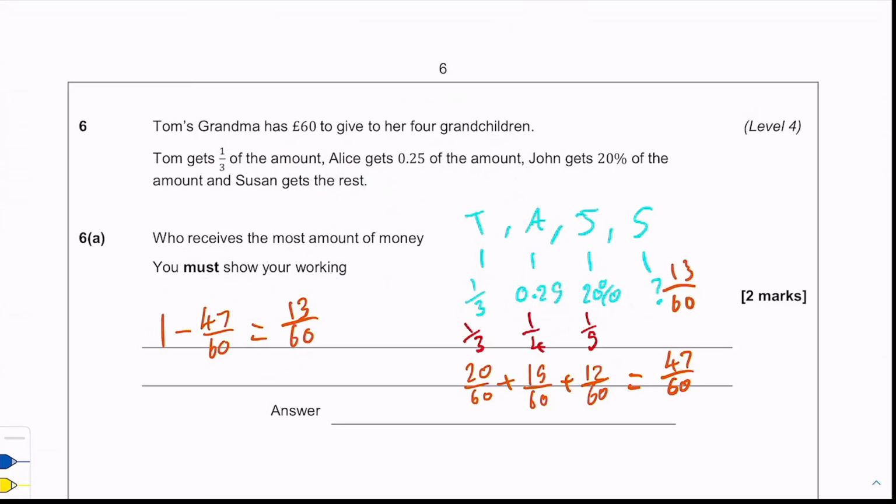Okay, right, who receives the most money? Okay, so who's got the biggest fraction pretty much? So we've got 20, 15, 12 and 13, so it's Tom. Tom gets the most money, so we'll just put our answer as Tom.